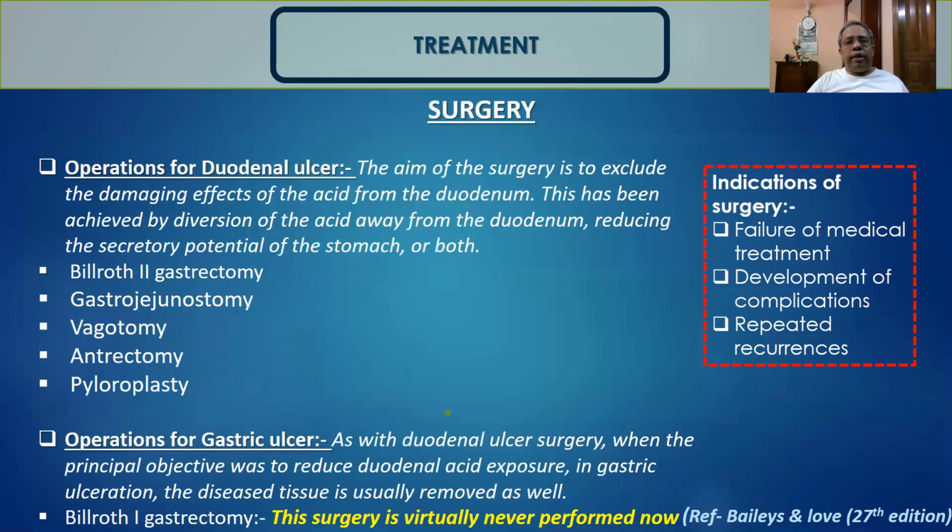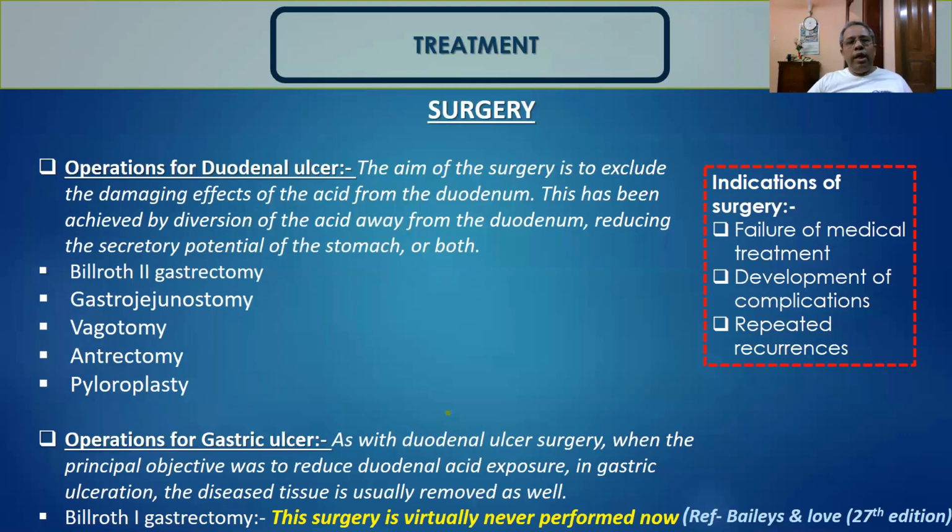What about the surgery? So for the surgical operations for duodenal ulcer, the aim of the surgery is to exclude the damaging effect of the acid from the duodenum. This is achieved by diversion of the acid away from the duodenum, reducing the secretory potential of the stomach, or both.